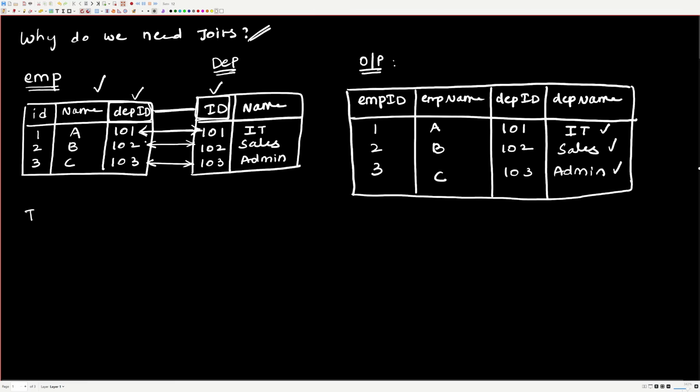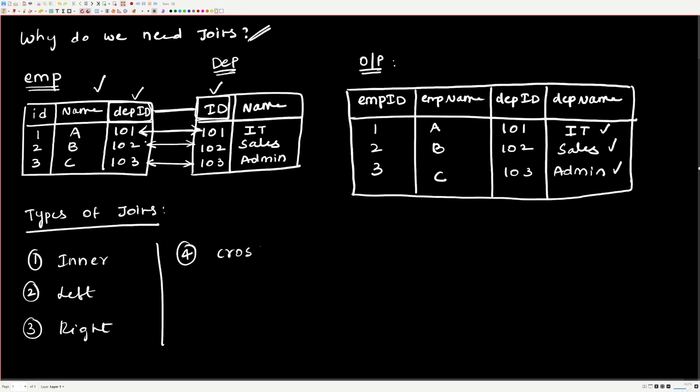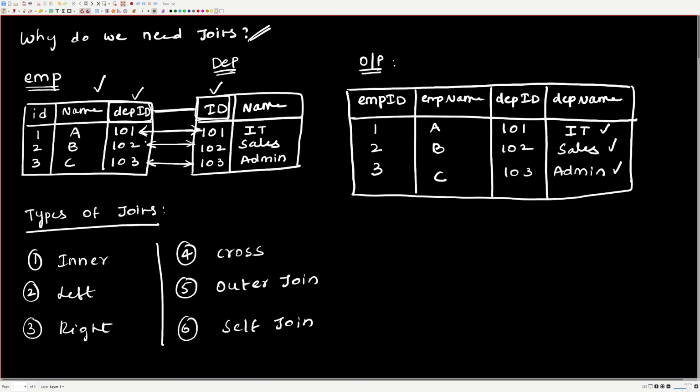Now, what are the different types of joins? The first type is the inner join. The second type is the left join. The third type is the right join. The fourth one is the cross join. The fifth one is the outer join. The sixth one is the self join. If somebody asks you what the different types of joins are, you will give all these 6 types of joins.